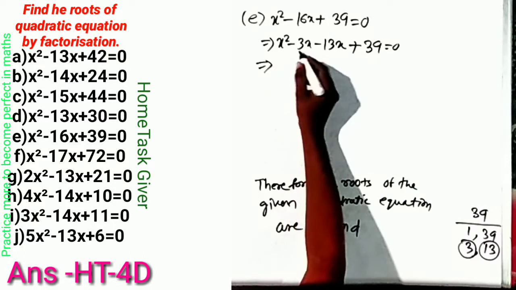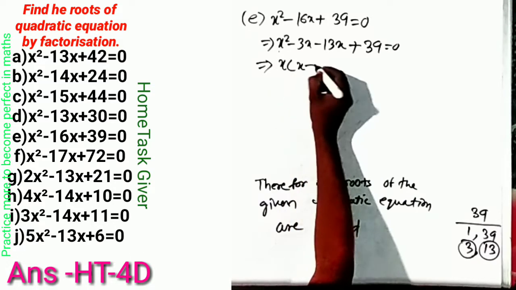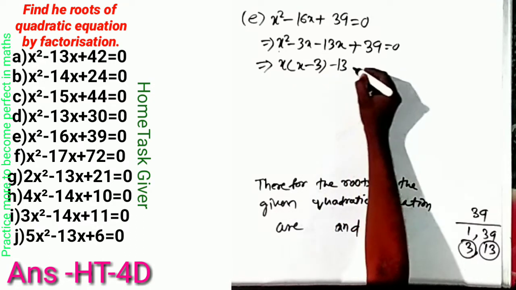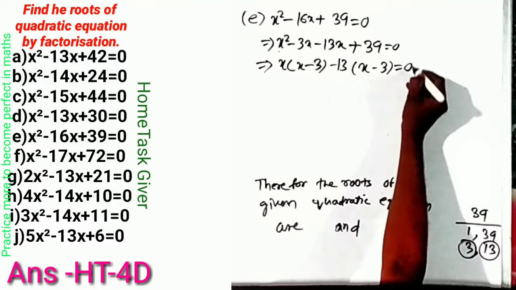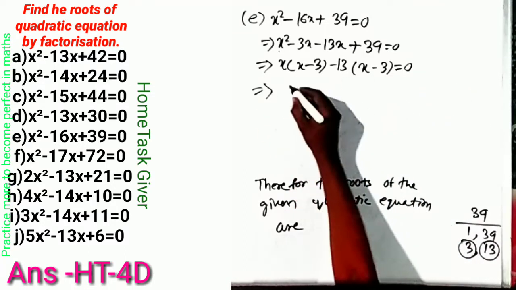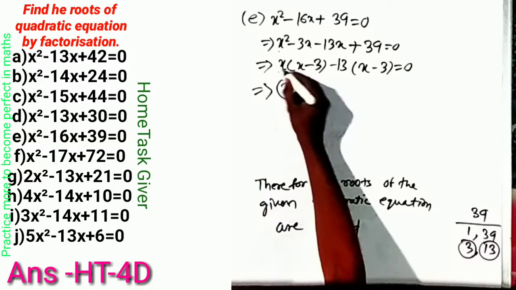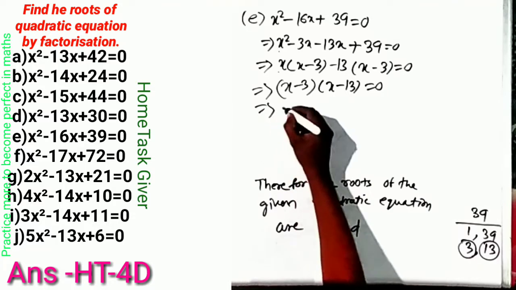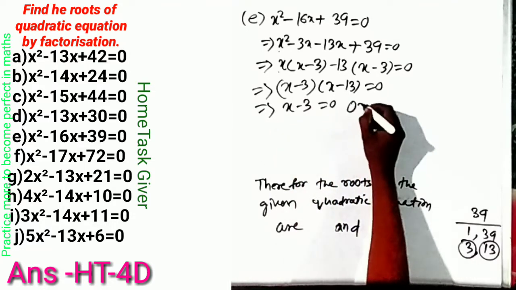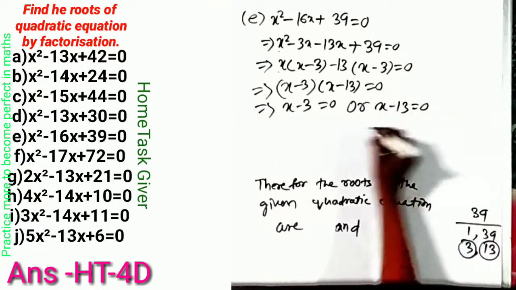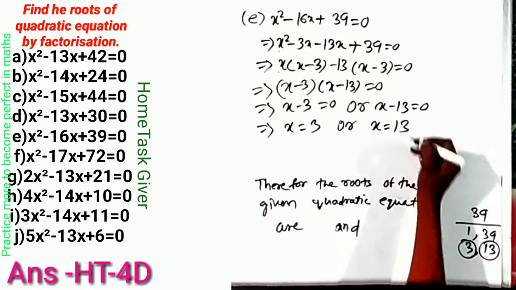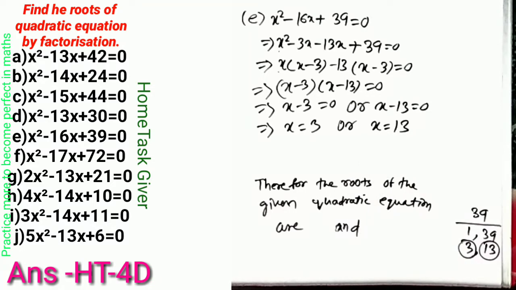Take x as common; taking x common we get x minus 3. Here take minus 13 common, so taking minus 13 common we get x minus 3 equal to 0. Here x minus 3 is common in these two terms, so taking x minus 3 common we get x minus 13 equal to 0. Imply that x minus 3 equal to 0 or x minus 13 equal to 0. Imply that x equal to 3 or x equal to 13. So the roots of the given quadratic equation are 3 and 13.